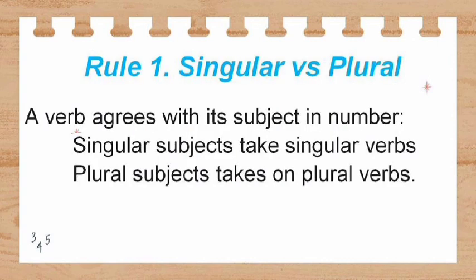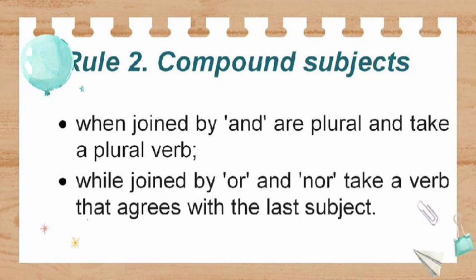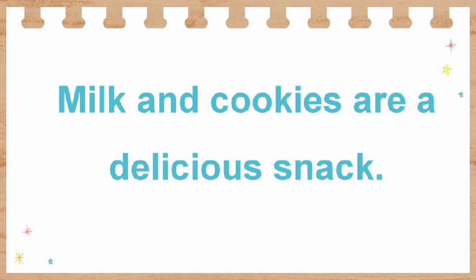Class, always remember that a verb always agrees with its subject in number, okay? For our rule number 1, don't forget that. So moving on, our rule number 2, which is compound subject. It is when joined by and are plural and take a plural verb, while those joined by or and nor take a verb that agrees with the last subject. For example, milk and cookies are a delicious snack.